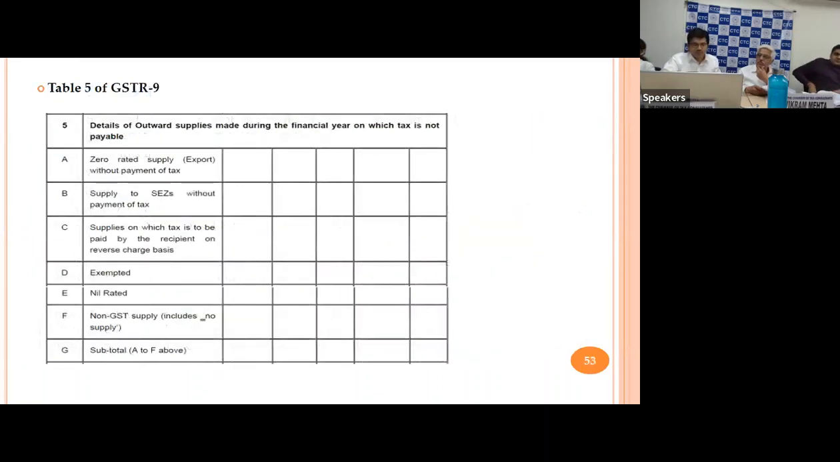So what will be the consequences? I think it will be treated as an incomplete return. The system will not stop you from filing it. The department may question you, but at max it's a procedural lapse. There is no evasion of tax or short payment of tax. It's only a disclosure which you have not done. That is the only lapse at max.